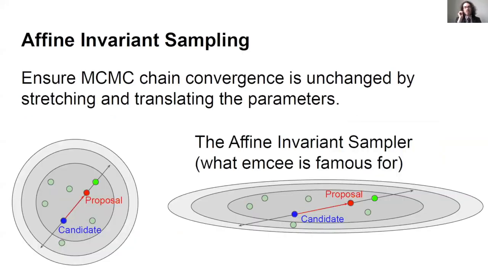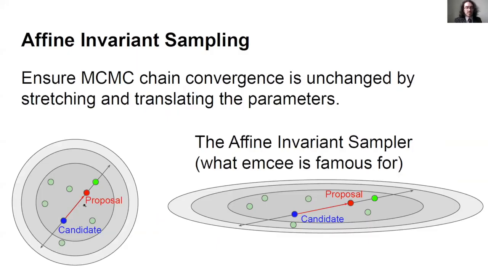So one area of research is trying to bake in resilience against bad scaling directly in the Markov chain. One of the first examples of this was the affine invariant sampler. If you go and run MC, this is what MC is famous for, having a good implementation of this. It's a nice sampler. It has some advantages, one of which is that it doesn't need derivative information, which makes it easier to use on black box models.